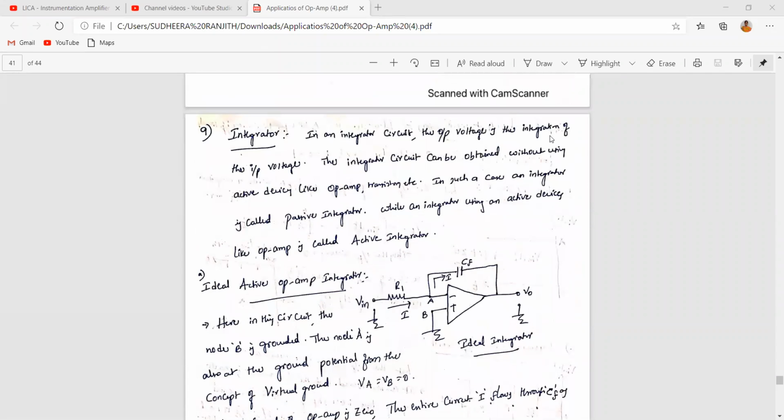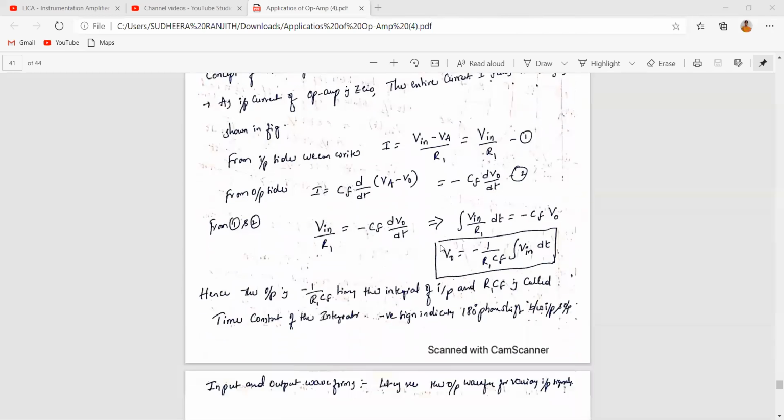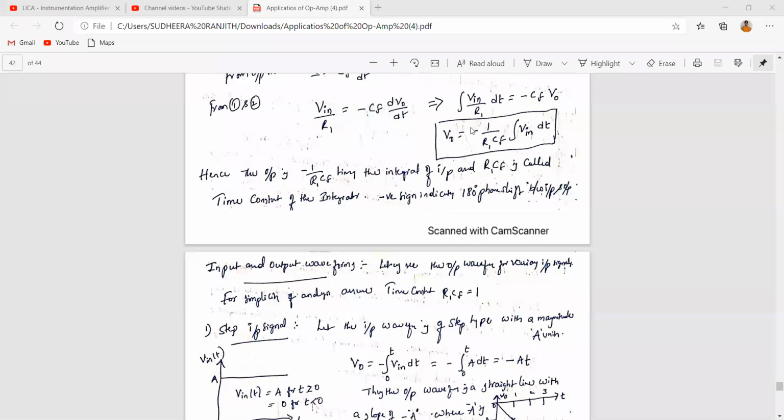Why are you getting a negative sign here? Inverting amplifier. Yes, your input is applied to the inverting input terminal. That's why you are getting a 180 degree phase shift, represented with a negative sign.